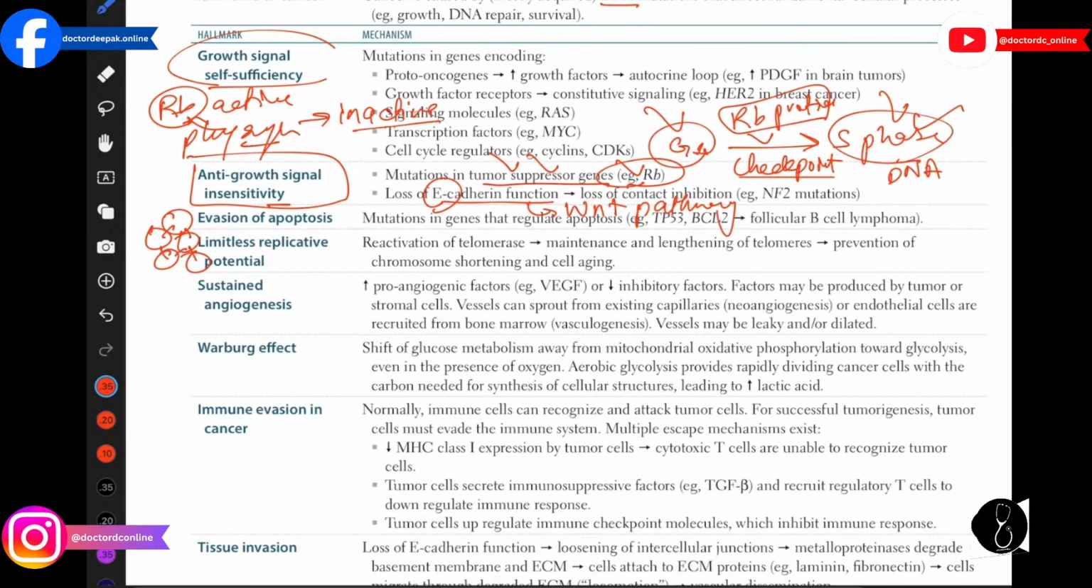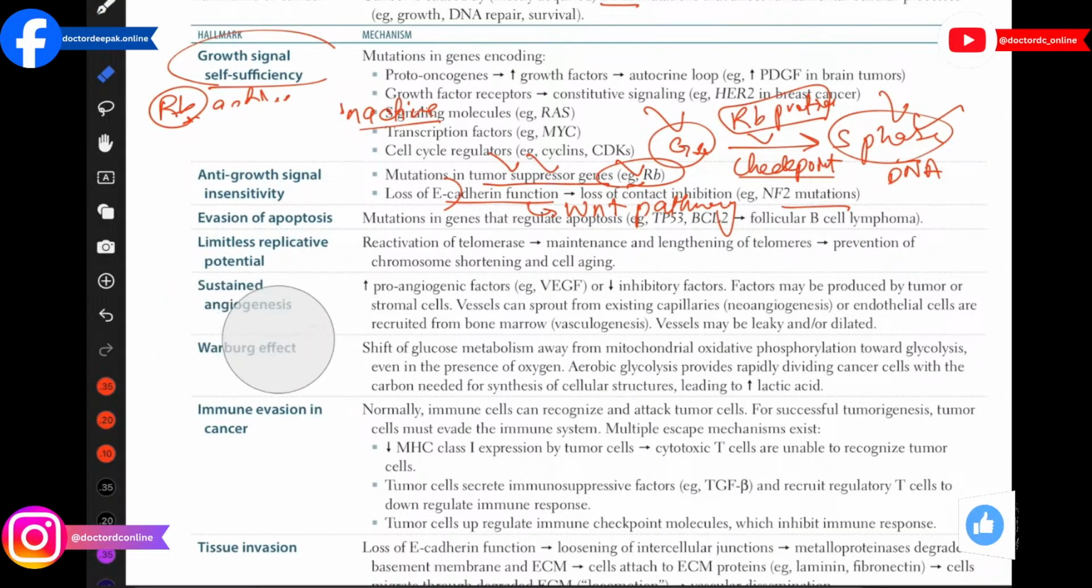When E-cadherin loses its function, cells lose contact inhibition, also due to NF2 mutation, and many cells begin separating. So if a cancer cell is in a group with some cells and E-cadherin loses its function, then these cells separate to different places.